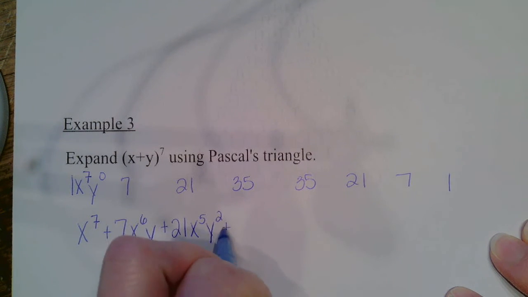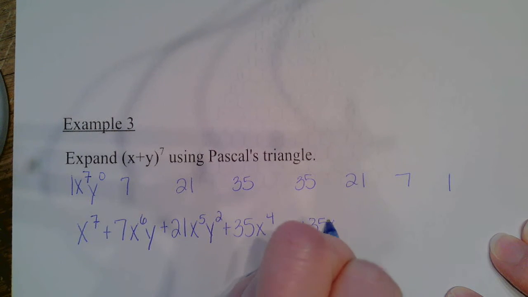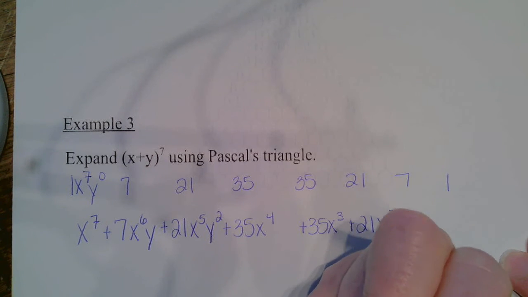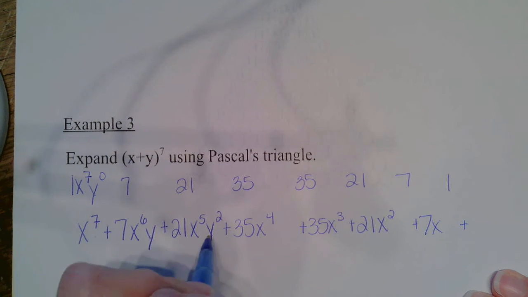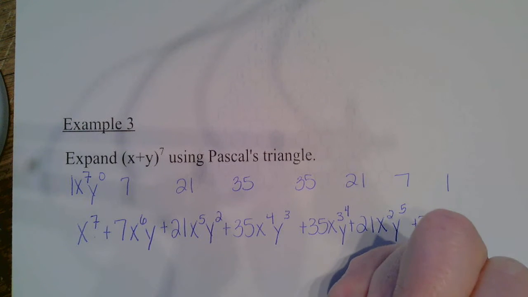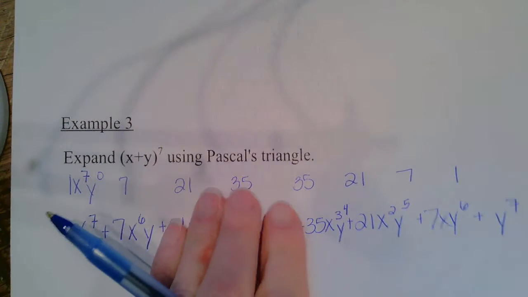Some people like to go through and maybe just put in all the x's. X to the 3rd, x squared, x, and we wouldn't have one for that. And then go in and put in the y's. So y to the 0, y to the 1st, y squared, y to the 3rd, and leave myself enough room there, y to the 4th, y to the 5th, y to the 6th, and y to the 7th. And that's your expansion if you were to work out x plus y to the 7th. See, way easier than actually doing it by hand, right?